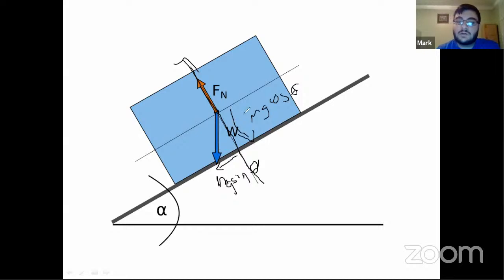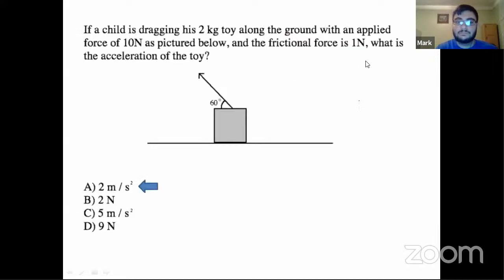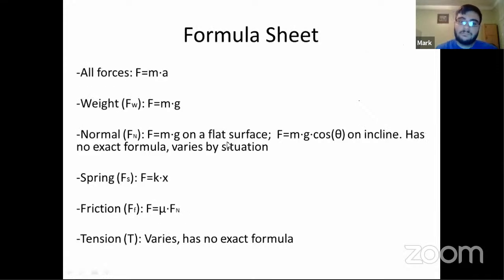That means whatever this component of weight is, the mg cosine theta, the normal force has to be equal to it, just in the opposite direction, right? Because they have to cancel out to make 0. So if this is mg cosine theta, this also has to be mg cosine theta, just going in the opposite direction. That's how we figure out what the normal force is. On an incline, it's always just mg cosine theta, right? But there's no exact formula, and it varies by situation.